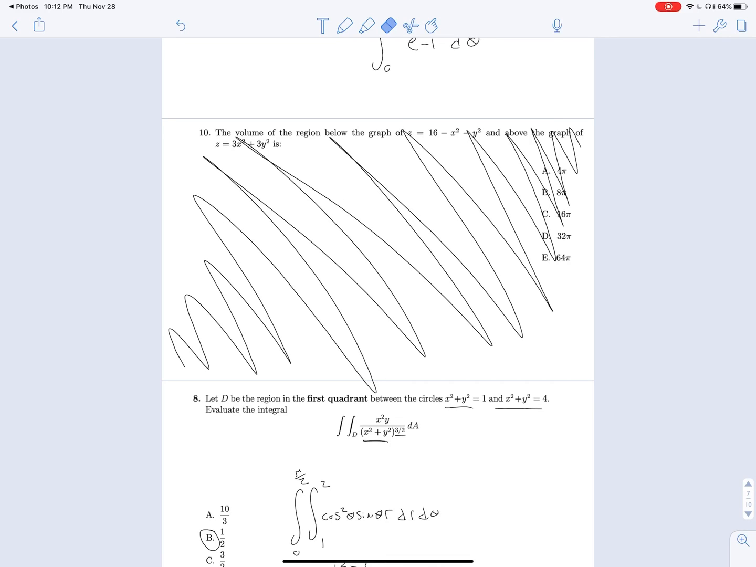Maybe I should make a compilation of all the integration. It will be like, I don't know, 4 hours long.